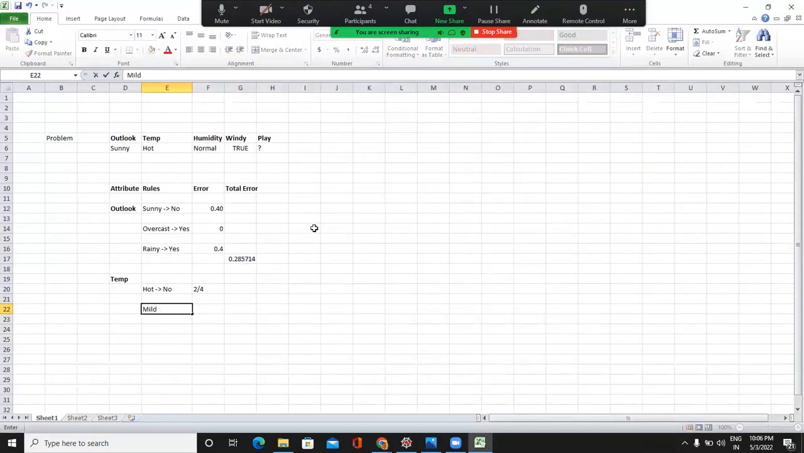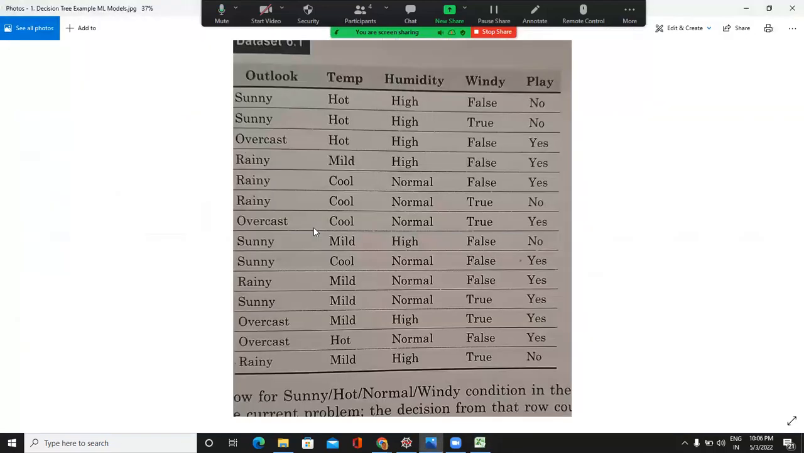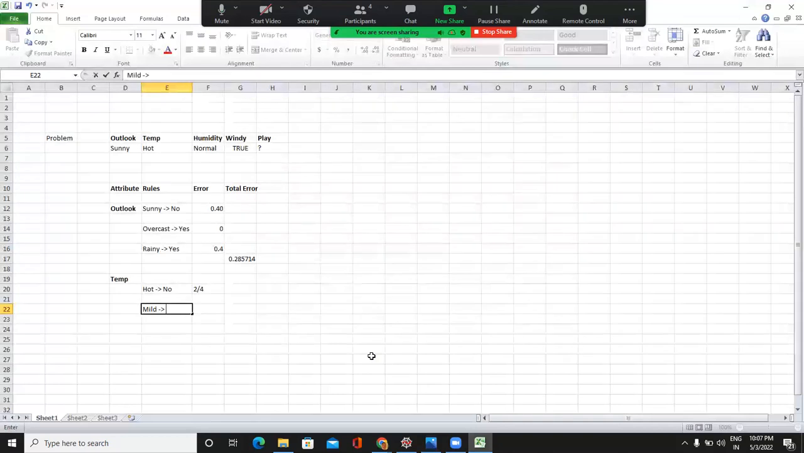Mild. Again, let us see where the error is less. Mild, yes. Mild, no. Mild, yes. Mild, yes. Mild, yes. Mild, no. So if we choose the rule mild yes, 4 times we will be correct, and only 2 times we will be in error. 2 out of 6 times.